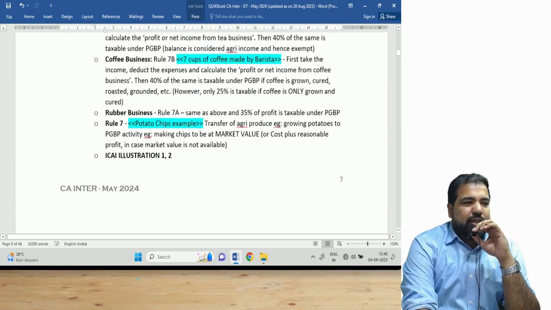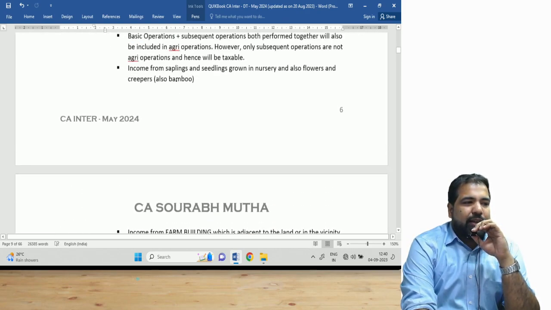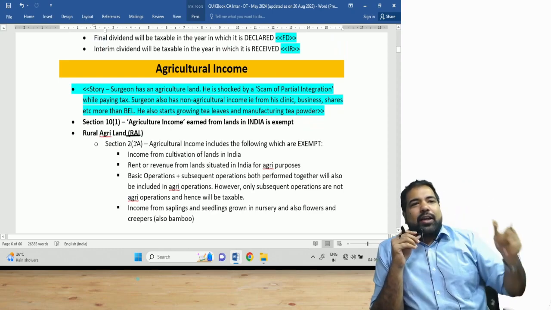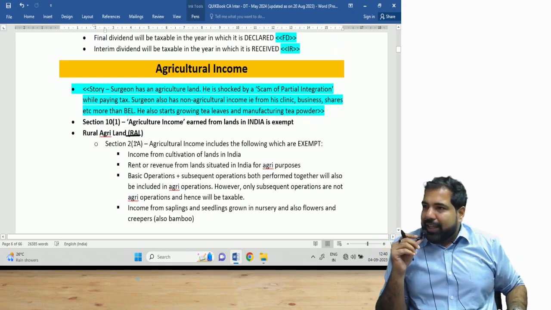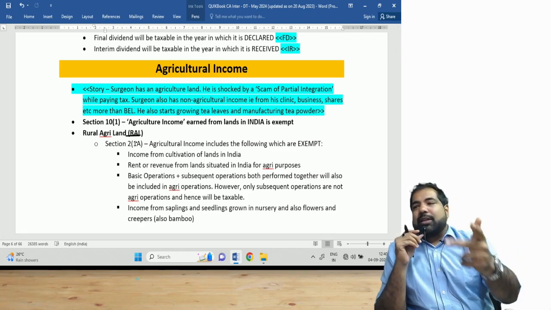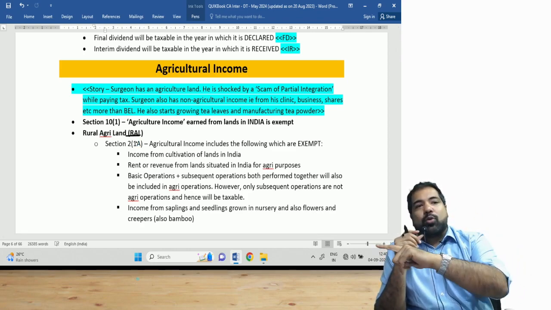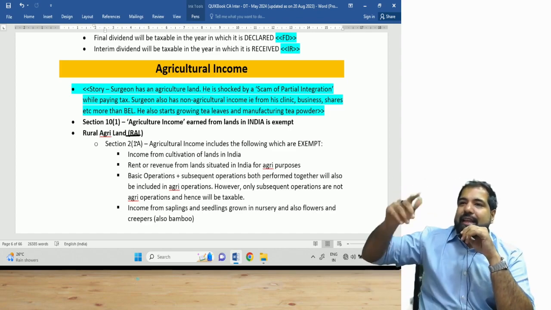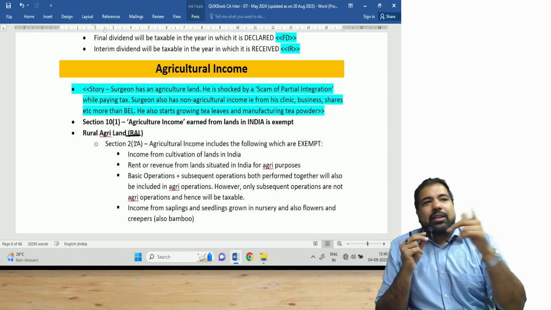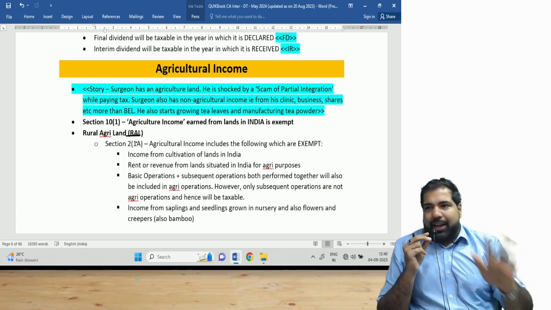Next, agriculture income. Let's do that also. Agriculture income is of two kinds, rural and urban land. If I cultivate and sell, exempt. If I rent for agri purpose, growing flowers, creepers, seedlings, saplings, bamboo, exempt. And what if I sell that land? Not taxed. It's not exempt, but it's not taxed. And income from farm building, exempt.